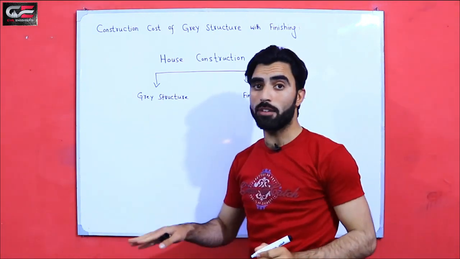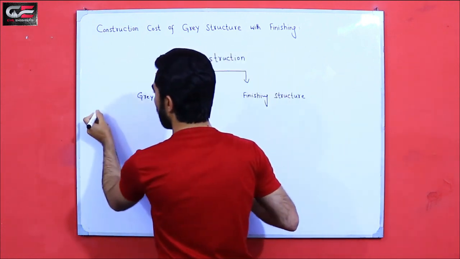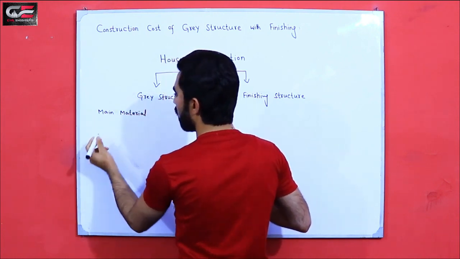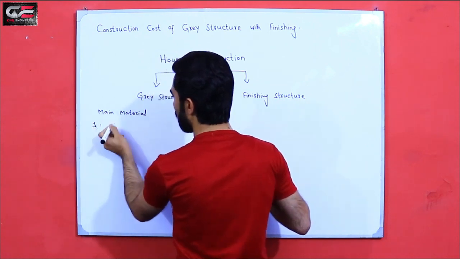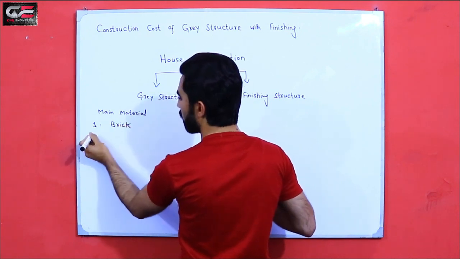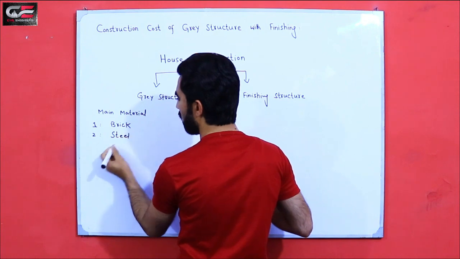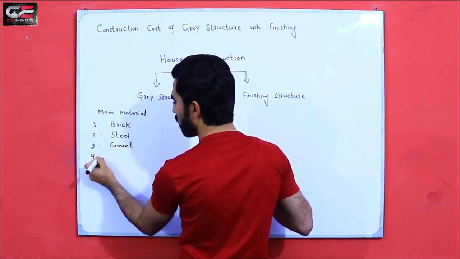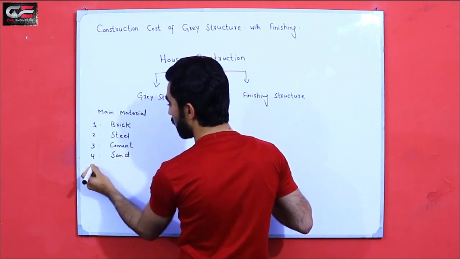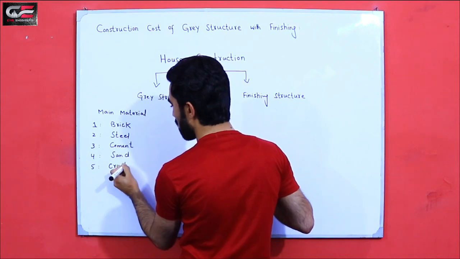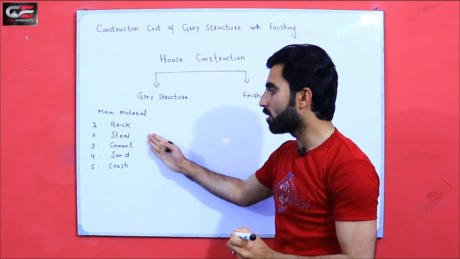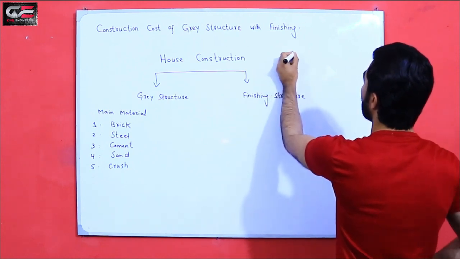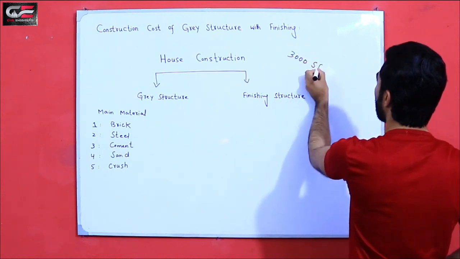In grey structure we have the main materials for house construction. The first one is brick. The second one is steel. The third one is cement. The fourth one is sand. And the fifth one is crush or aggregate. So these are the main materials for grey structure: brick, steel, cement, sand and crush. The project I completed had a covered area of 3000 square feet, remember this.